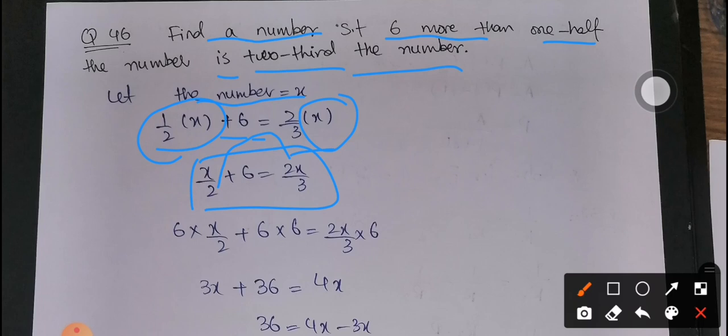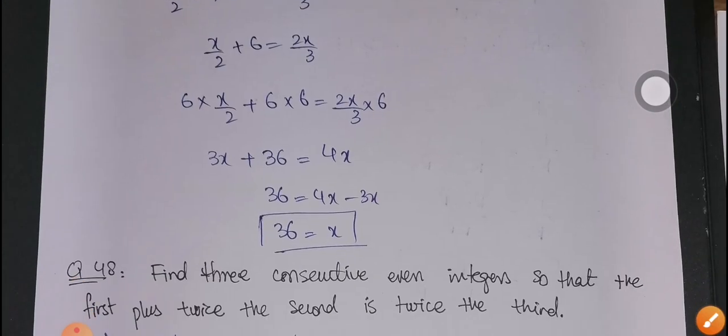So what we are going to do, the LCM of 2 and 3 is 6, so I'm going to multiply 6 on both sides of the equation. So 6 into x plus 2, 6 into 6 plus 2x by 3 into 6. Now this is going to be 3x plus 36, and this is going to be 4x. Now you can solve this linear equation easily in order to get the value of x, which is 36.